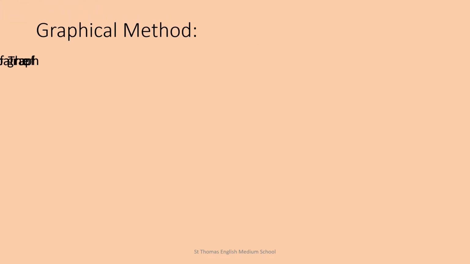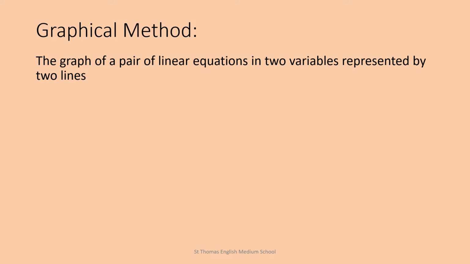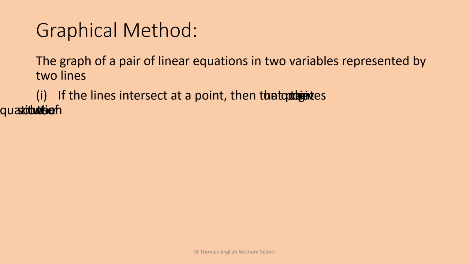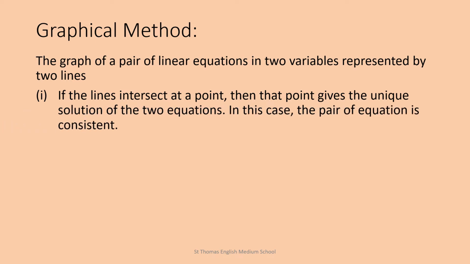Graphical method. The graph of a pair of linear equations in two variables is represented by two lines. In 9th standard you have studied that a linear equation is represented by a straight line. If the lines intersect at a point, then that point gives the unique solution of the two equations. In this case, the pair of equations is consistent.